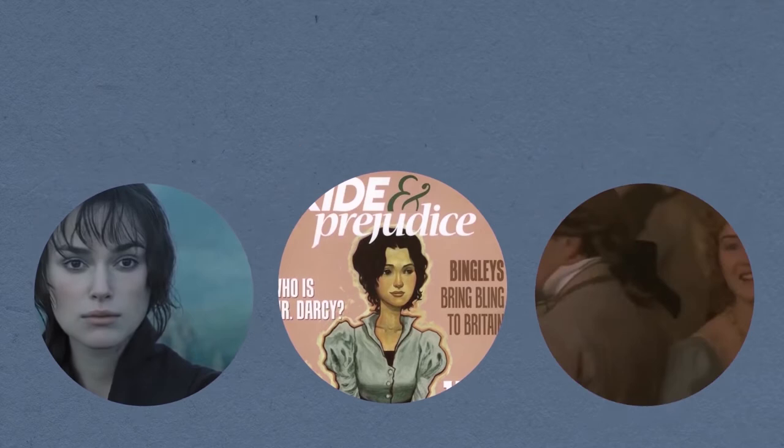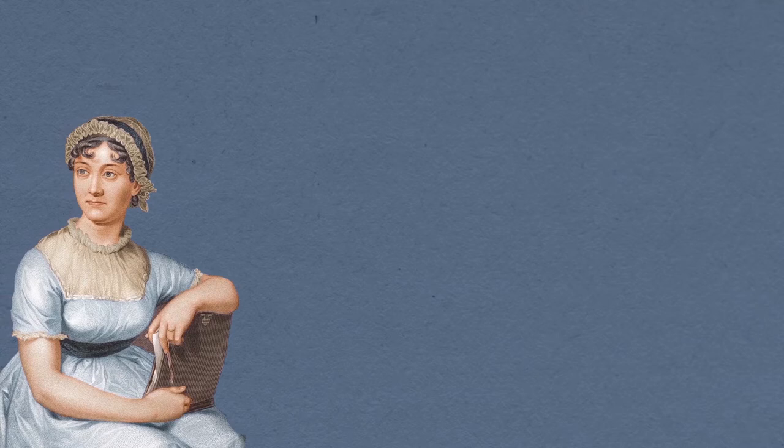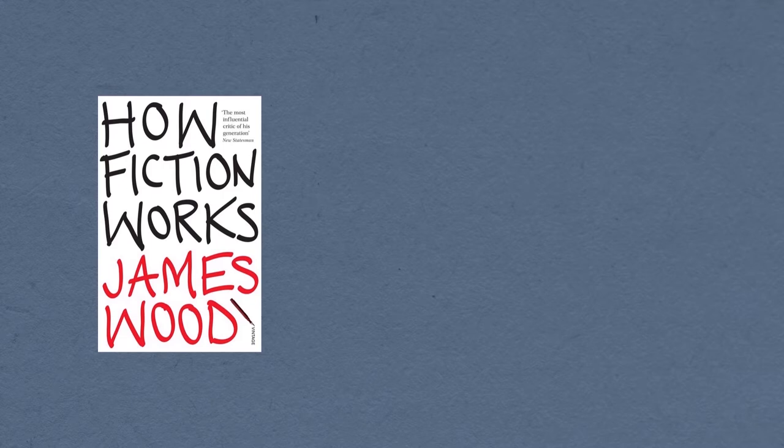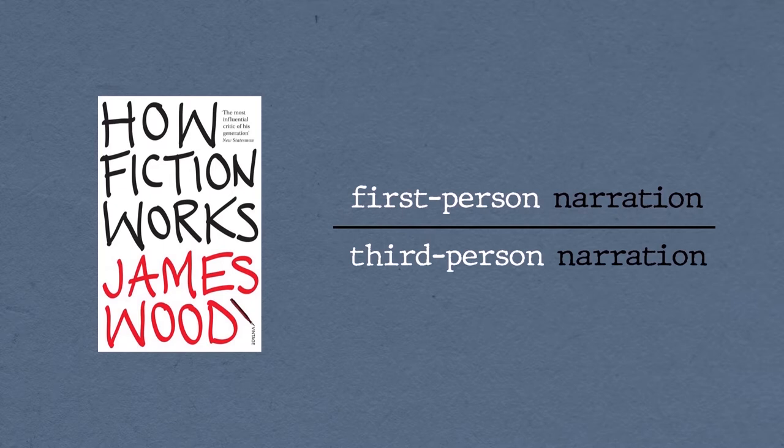Austen's novels innovated and refined the form in more ways than we have time to discuss in this video, so we're going to focus on just one, which brings us back to the beginning. Narration. In his 2009 book, How Fiction Works, literary critic James Wood identifies 2 basic narrative frameworks for the novel: first and third person. First-person narration comes from the voice of a specific character within the story.